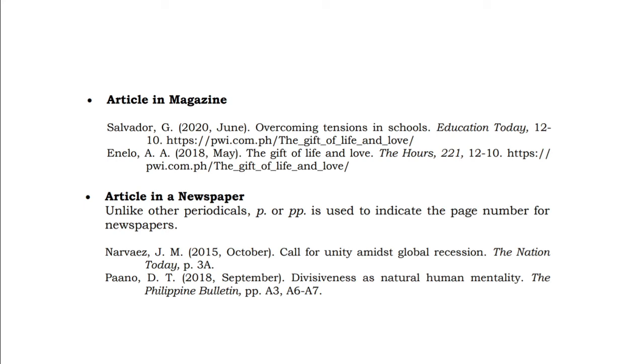Article in a newspaper. Unlike other periodicals, p or pp is used to indicate the page number for newspapers. Here are the examples. Narvaez J.M. 2015 October. Call for Unity Amidst Global Recession. The Nation Today, page 3A. Paano D.T. 2018 September, Divisiveness as Natural Human Mentality. The Philippine Bulletin, pages A3, A6 to A7.